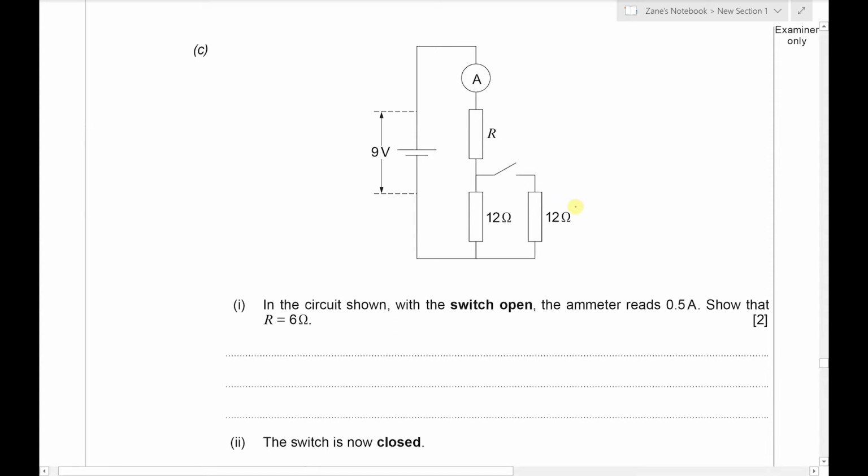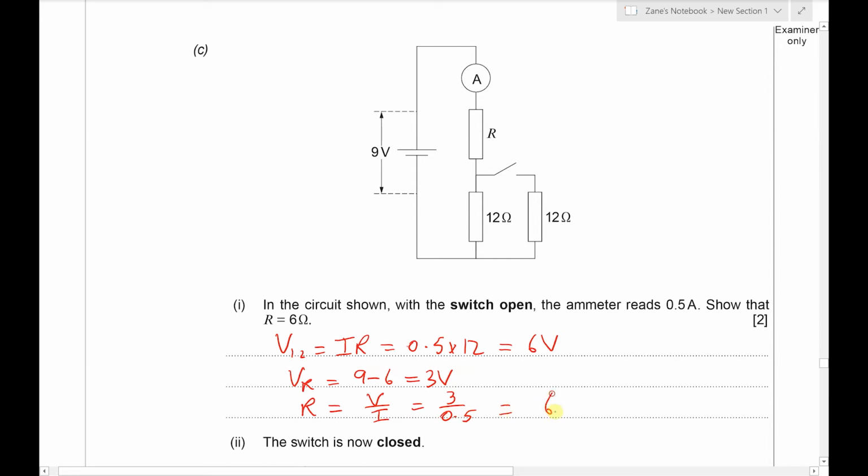We've simply got a series circuit. Let's first of all calculate the PD across the 12-ohm resistor by using I times R. 0.5 times 12 is obviously 6 volts, which means that the PD across R must be 3 volts. And then finally, R will be V over I, 3 over 0.5. Same current everywhere in a series circuit, gives us the required 6 ohms.